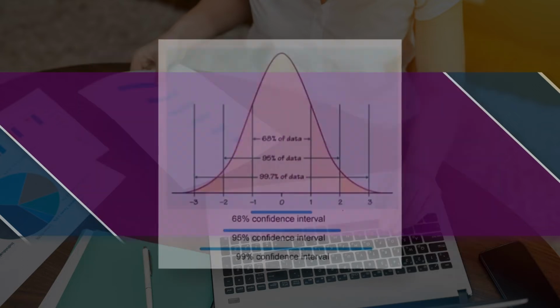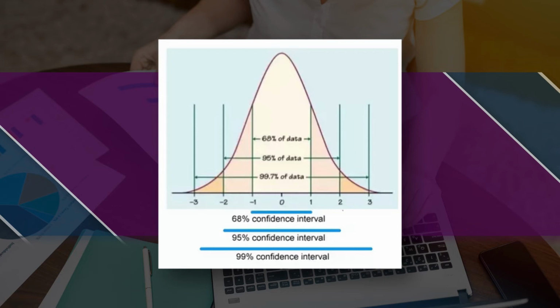If you see this image, I think this figure is quite self-explanatory. If we talk about the bell-shaped curve, which is purely a bell-shaped curve, and if you see the confidence interval, 68% of data is called the 68% confidence interval, and if we talk about 95% of data, that is the 95% confidence interval, and if we talk about 99.7% of data, which is considered as the 99% confidence interval. So this is the way by which we are going to interpret.